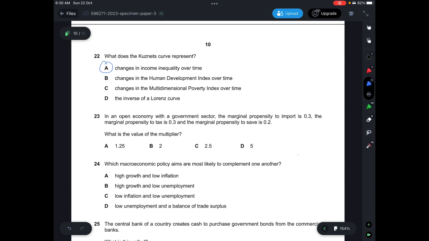Question 23, in an open economy with a government sector, the marginal propensity to import is 0.3, the marginal propensity to tax is 0.3, and the marginal propensity to save is 0.2. What is the value of the multiplier? So just take 0.3 plus 0.3 plus 0.2, and you get 0.8. So just take 1 divided by 0.8, and you get the answer, which is 1.25. So the answer here would be A.